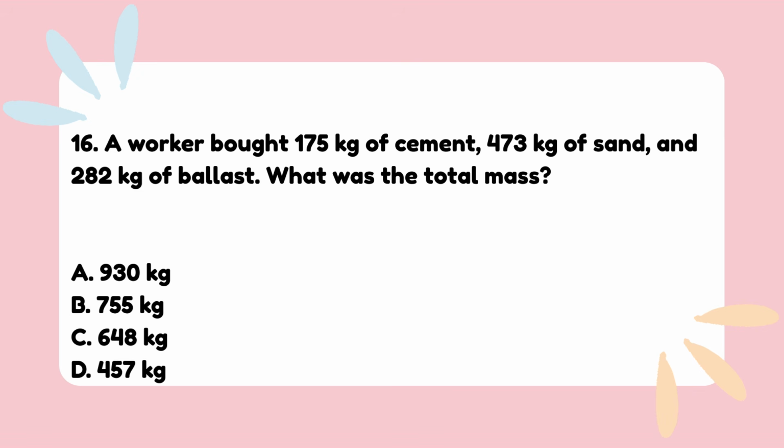16. A worker bought 175 kilograms of cement, 473 kilograms of sand, and 282 kilograms of ballast. What was the total mass? A. 930 kilograms. B. 755 kilograms. C. 648 kilograms. D. 457 kilograms.